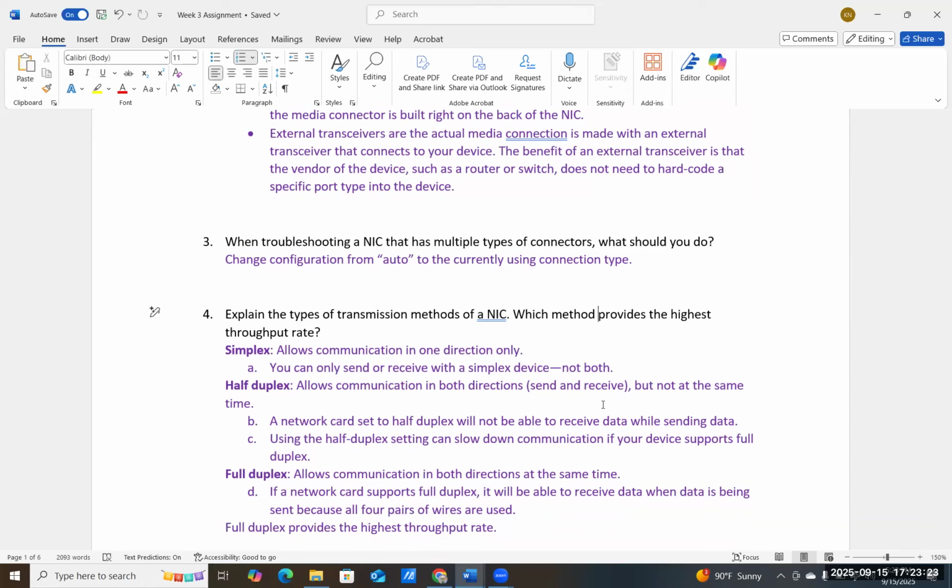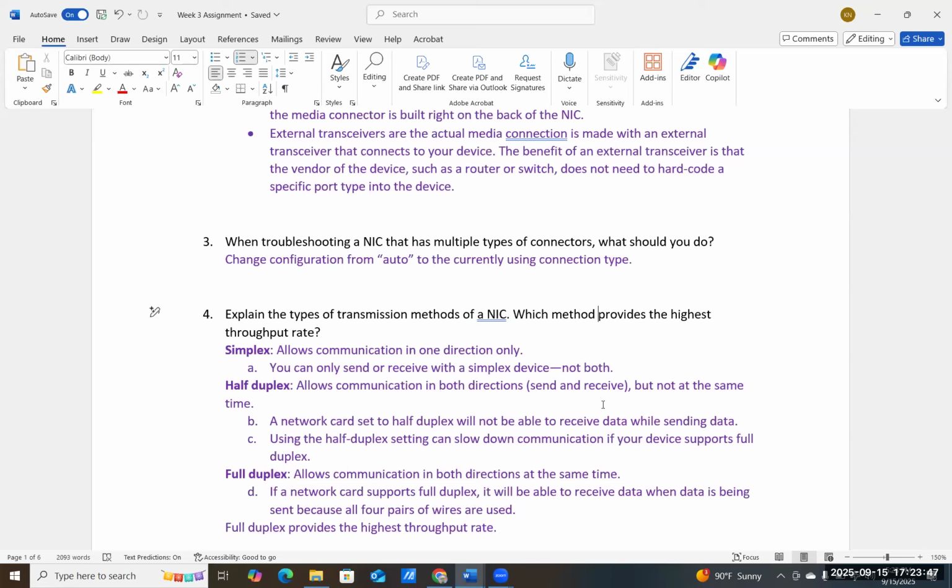Now, by default, your network adapter or your wireless adapter is full duplex. That means that it allows both directions at the same time. It can send or receive. This is how your system would be able to have multiple functionality when it communicates.